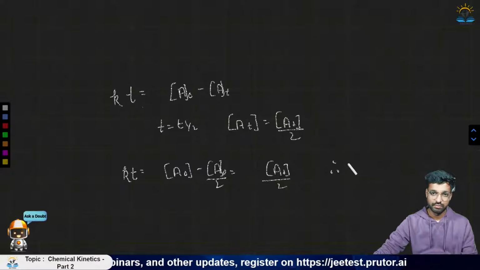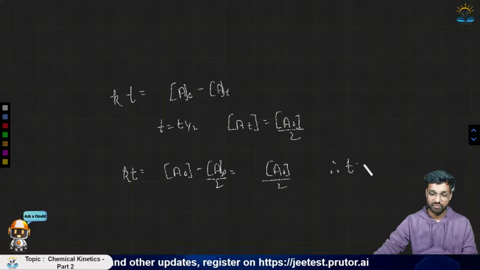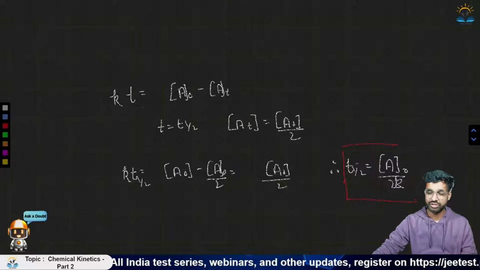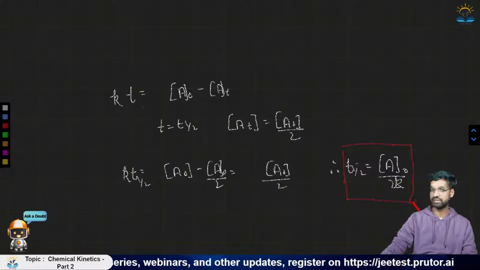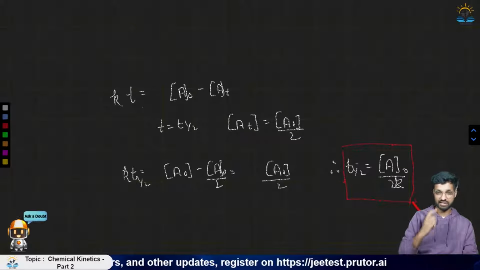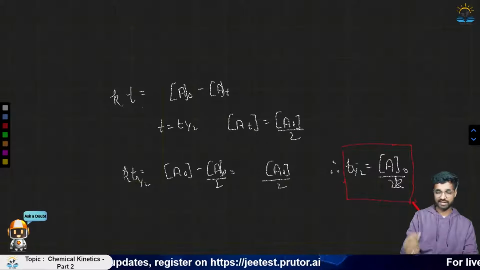Therefore, t can be written as, in this case it will be T half, because we have considered a concentration that is half of the initial. So T half will be equal to A naught by 2k. So in this way you can derive it also. I will give you a general formula at the end that you can use easily to find the half-life of any order reaction.